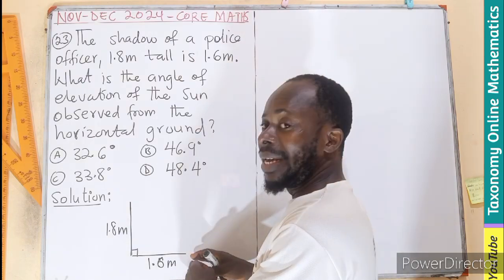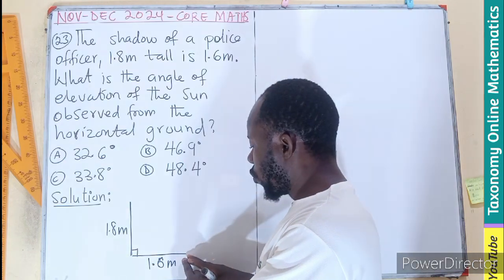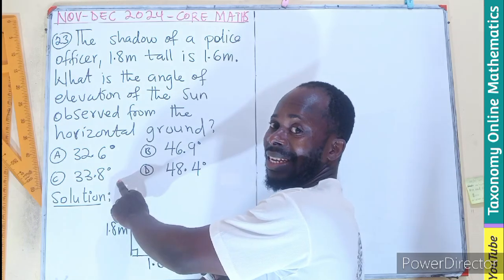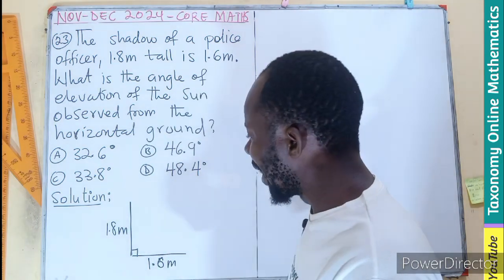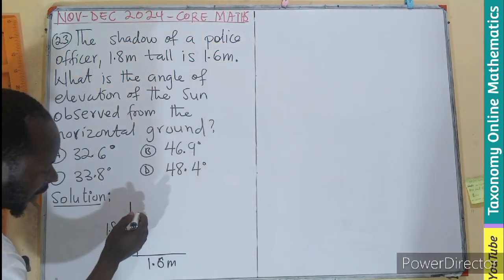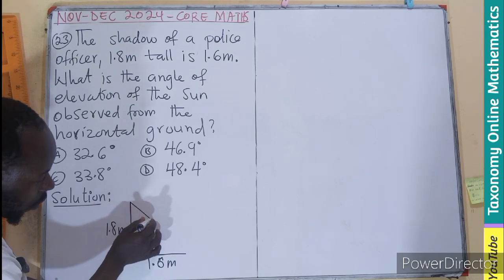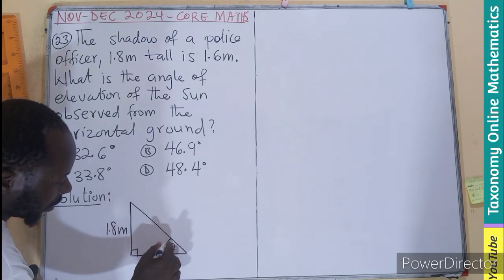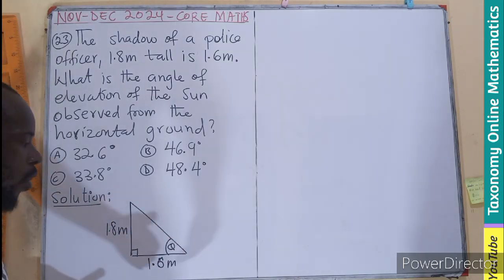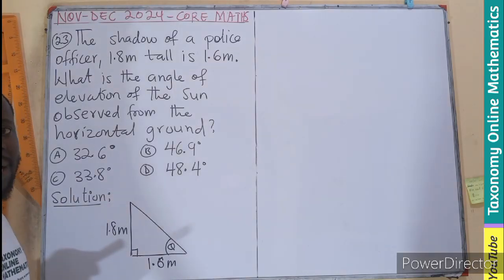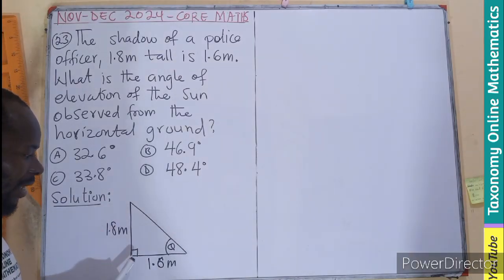So this is where the observation is taking place. So we are observing the sun from here. So we can say that the sun will be in line with the police officer. So if we connect this, we are looking for this very angle that is formed on top of that horizontal line. So this is the opposite side, and this the adjacent.